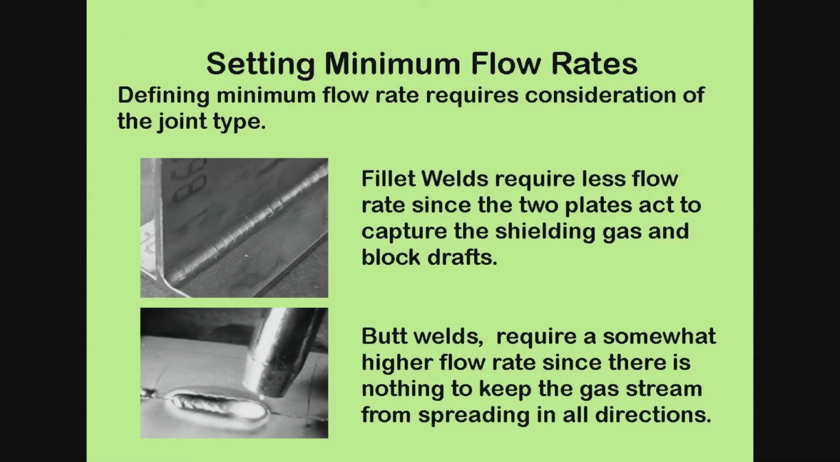First, looking at the minimum gas flow that can be used. The type of joint being welded affects the amount of gas needed to obtain quality shielding. Fillet welds require the least amount of flow since the plates help retain the shielding gas and also help block drafts. Butt welds require higher flow as the gas spreads in all directions and shielding can be affected by drafts.